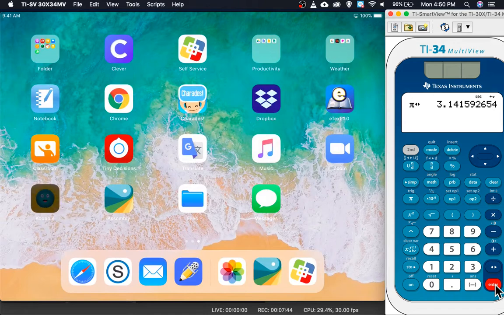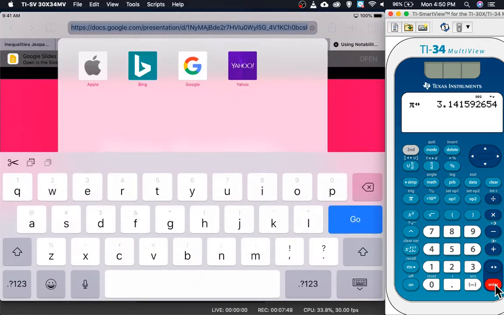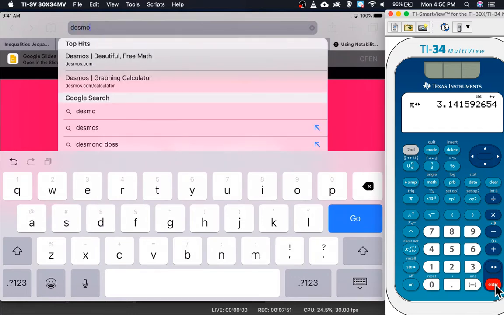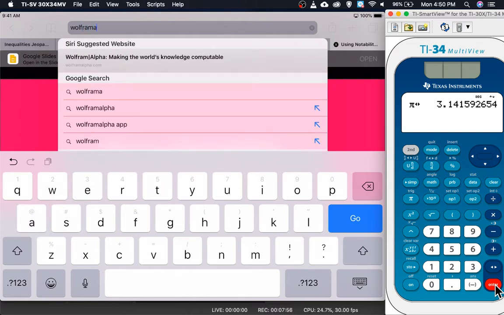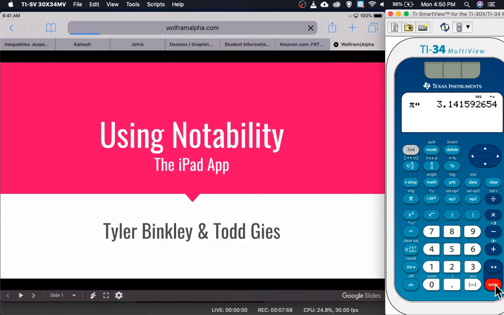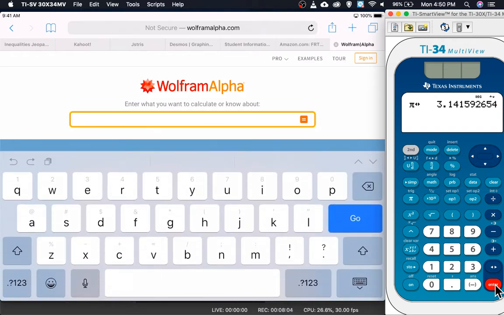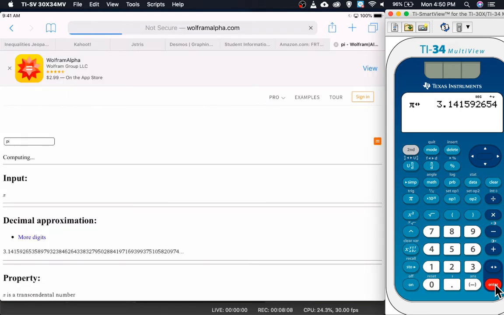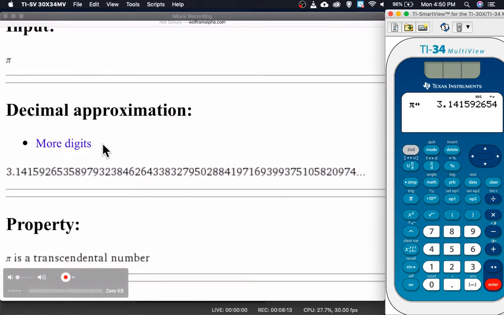If I go to a website here, I probably have a copy of it. Nope. All right. So, no, not Desmos. I want Wolfram Alpha. This is a pretty cool little website that you can type in mathematical science things in, and it will calculate for you. So I'm going to type in pi and say go. And if you look here, there's the decimal approximation, 3.141592653589793 and it goes on.